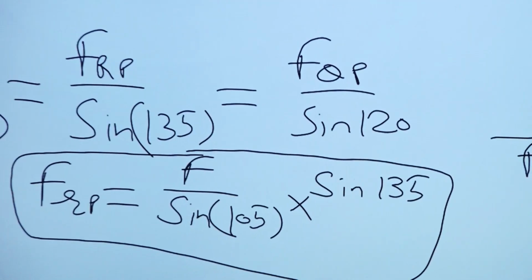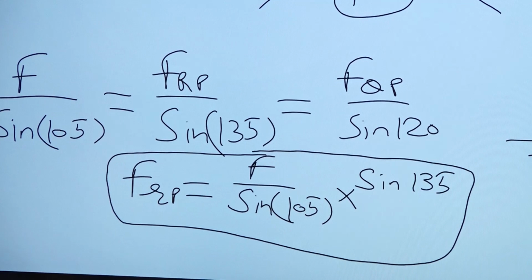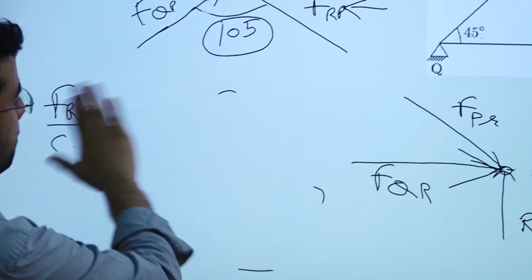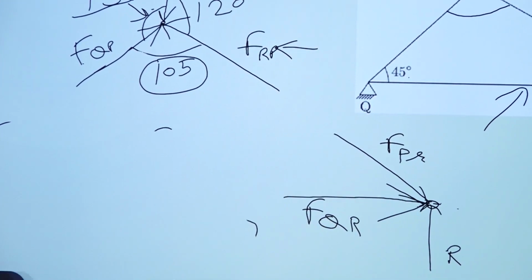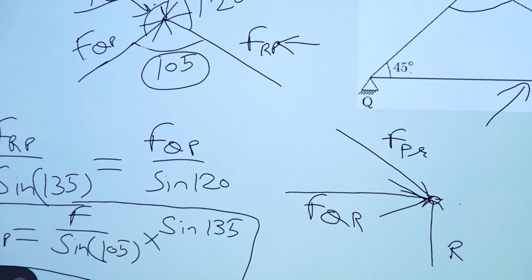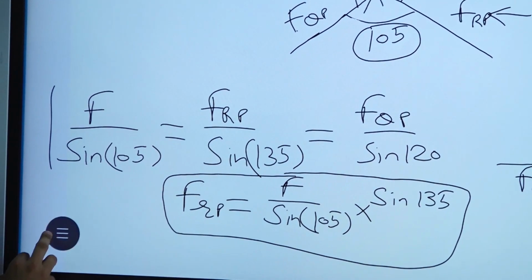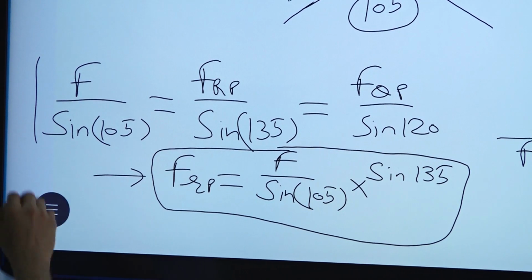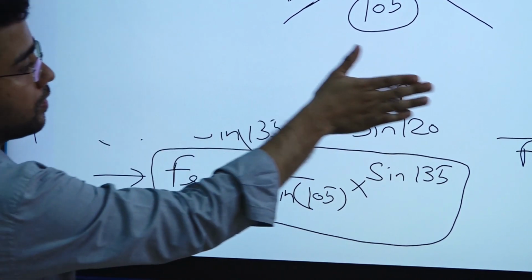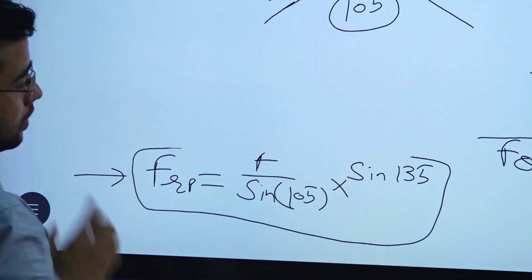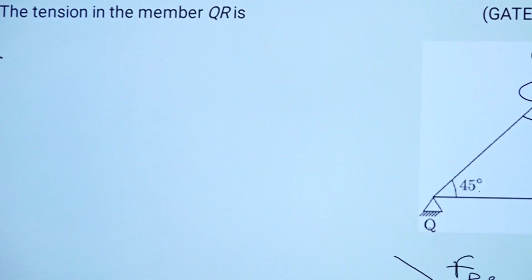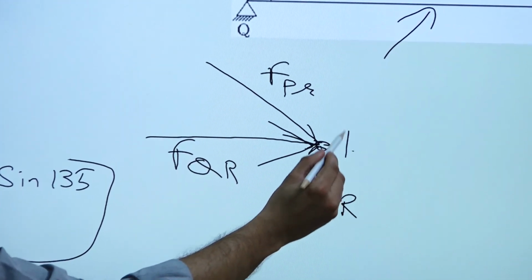So I will be rubbing off this. You just write it down. If you have not written it down, you have to write this down. This expression is more important, right? It should be available. Other things I will rub off, right? This also is not needed now. I will rub it off. Okay, so I have made free body diagram of the point R.